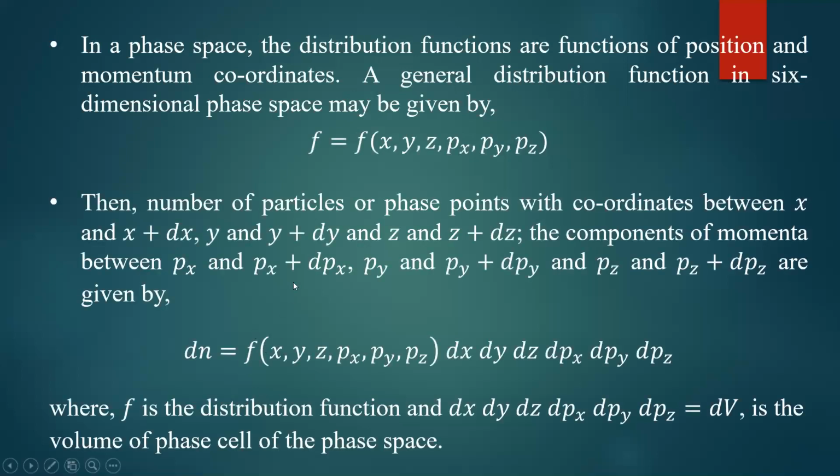Then the number of particles in a particular phase cell is given by this expression. I think I have given you the explanation of this expression in the previous class, where this product is actually the volume of the phase cell. That is the smallest unit in the phase space. So dx, dy, dz and dpx into dpy into dpz gives the volume of the phase cell. In that volume, how many particles are occupied? That is given by this equation, where dn represents the number of particles occupied in this particular volume.